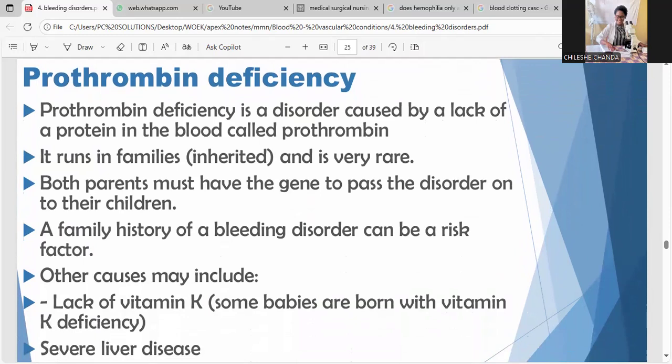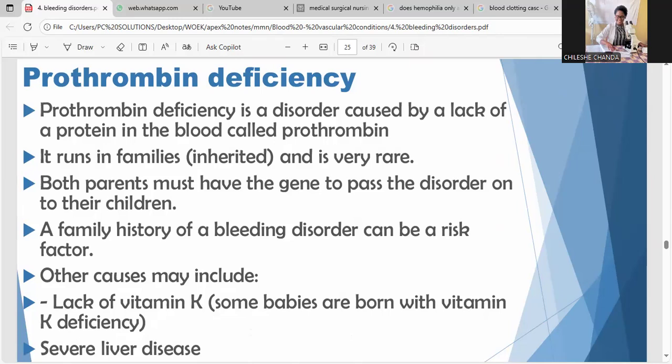And now let's look at prothrombin deficiency. This is a disorder caused by a lack of a protein in the blood, and this protein is called prothrombin. The prothrombin deficiency also runs in families. Both parents must have a gene to pass the disorder onto the child. Okay, a family history of bleeding disorder is a risk factor.